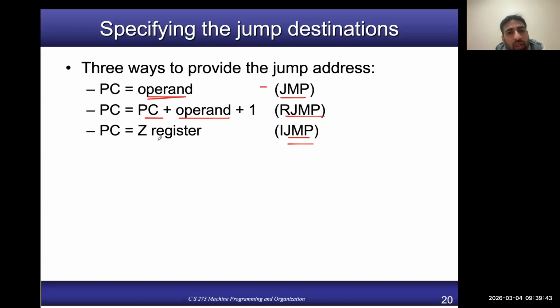In case of I jump, or indirect jump, for the new value of the PC you need to first put it in the Z register, and after that you call the I jump. When you call the I jump, the value of the Z register will be copied into the program counter. This basically helps as a pointer. We will see how it is useful.